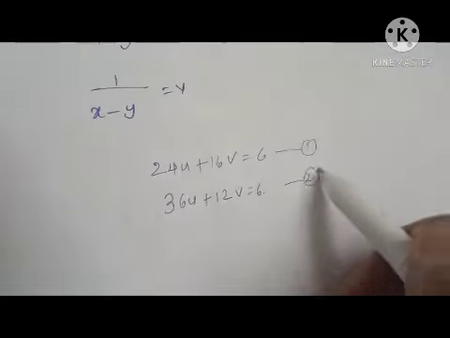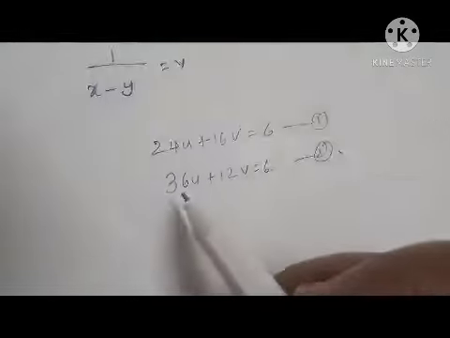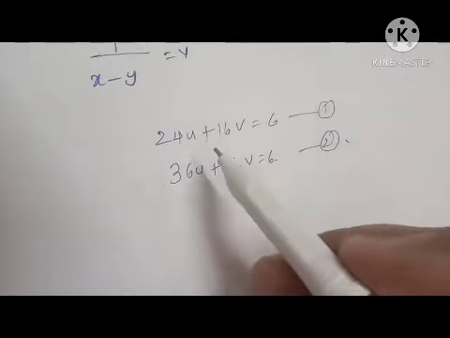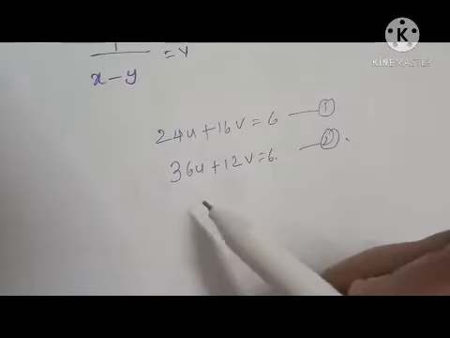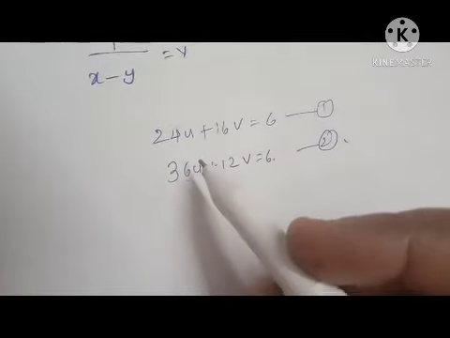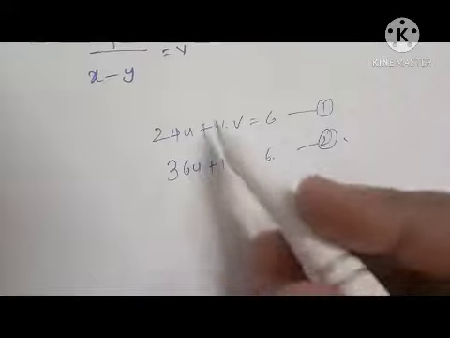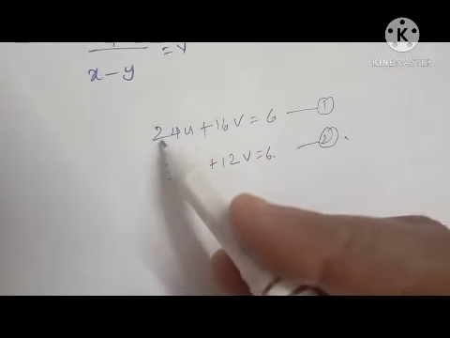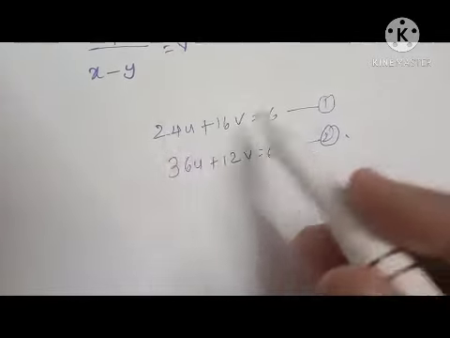That number itself we can give for this two. Then we have to find the value of u and v. For that we have to get the same term for these two equations. For that we can solve this or we can simplify this.